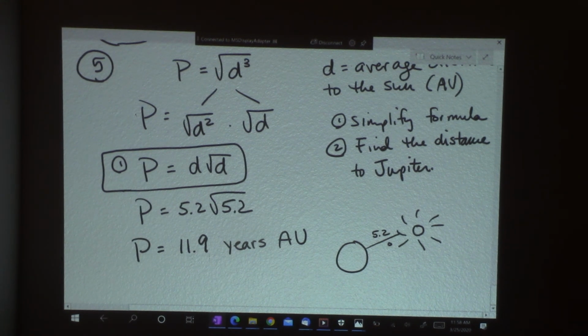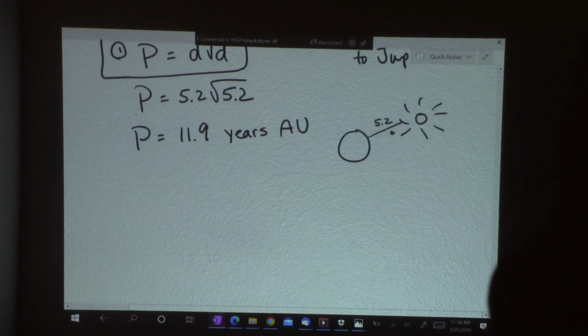Some of you are 14, 15 years old. Almost your entire life, it has taken Jupiter to go around the sun one time. Pretty crazy. Okay, here is your homework.